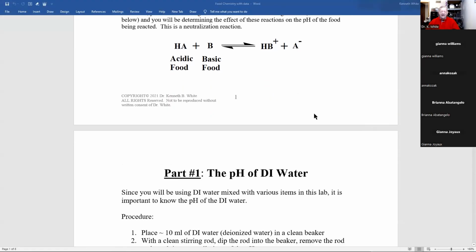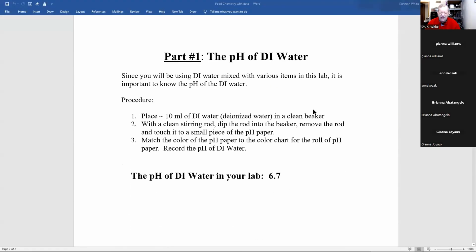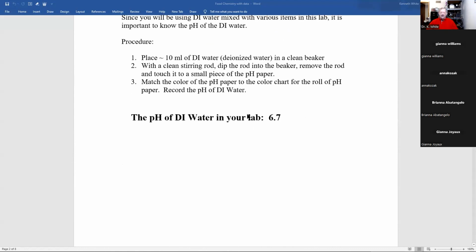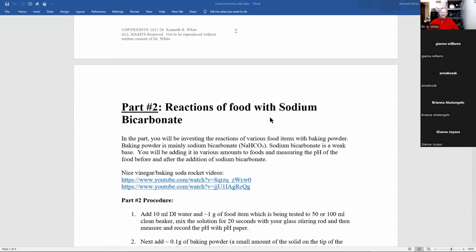Anyways, the first thing I have students do is measure the pH of the deionized water. And I'll tell you this, deionization affects the water by taking out the ions. And if you were to measure the pH of DI water, that's short for deionized water, and for this lab, I'm giving you all the data. Thank you, Dr. White. You're welcome. It's 6.7.